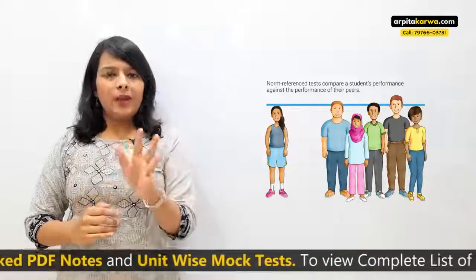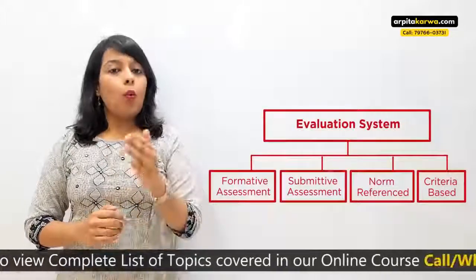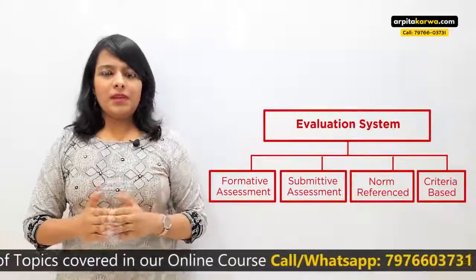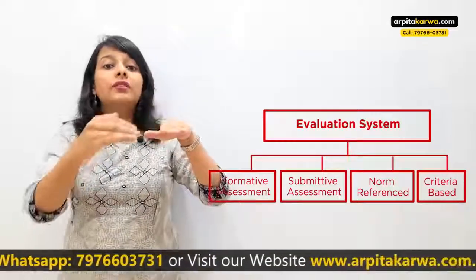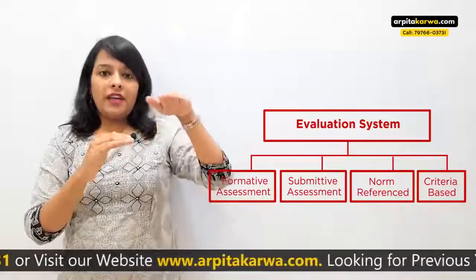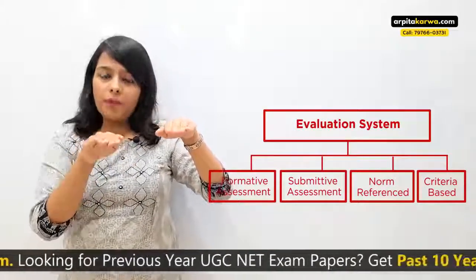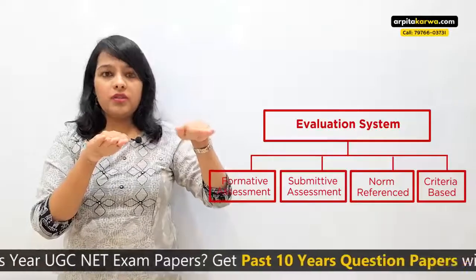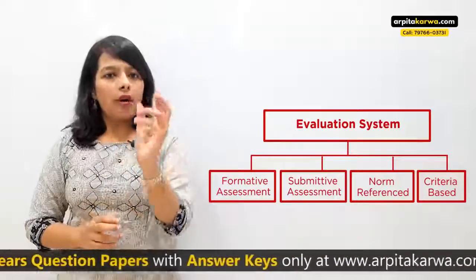For example, when we say that she has scored 9 CGPA, what does CGPA mean? CGPA basically means where you stand in comparison to the other students. Whenever we are giving you a CGPA, that means that we are comparing your performance with the other students' performance, and based on that we are giving you a ranking or marks.